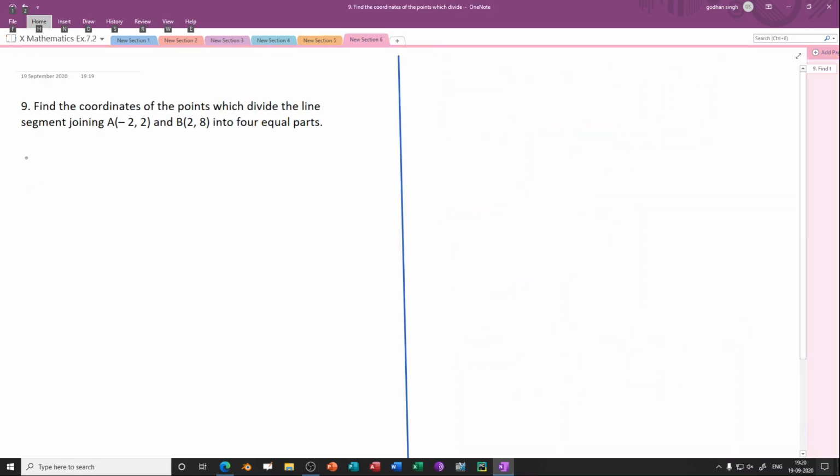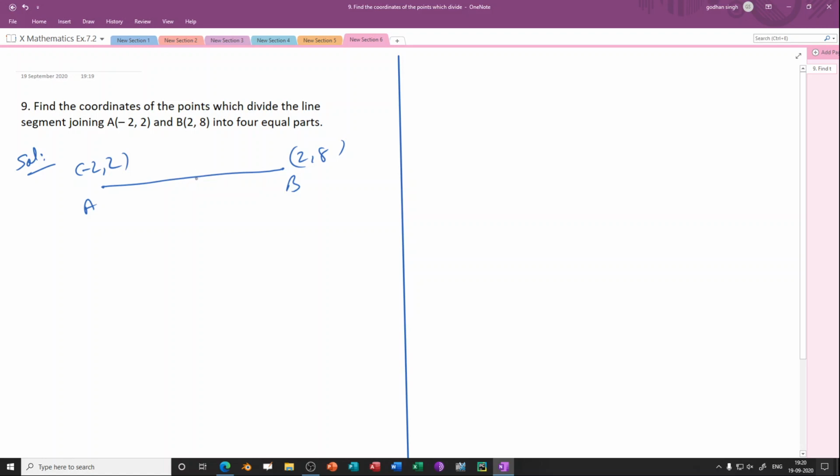Question number 9. Find the coordinates of the points which divide the line segment joining A and B into 4 equal parts. So let us first draw a figure for this. This is A and this is B. Coordinates of A are minus 2, 2. Coordinates of B are 2, 8. And we have to find the coordinates such that this AB is divided into 4 equal parts.